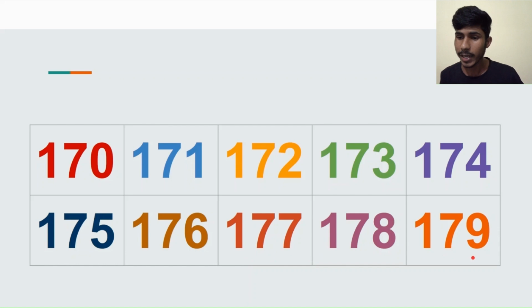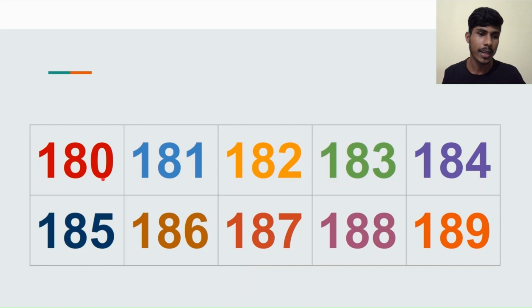Now how to get the next number? Again we need to make this 9 to be 0, and we need to change this digit 7 to 8. We'll get 180. Okay, and again we need to change the rightmost digit from 0 to 9, so we'll get 180, and 181, 182, 183, 184, 185, 186, 187, 188, 189.